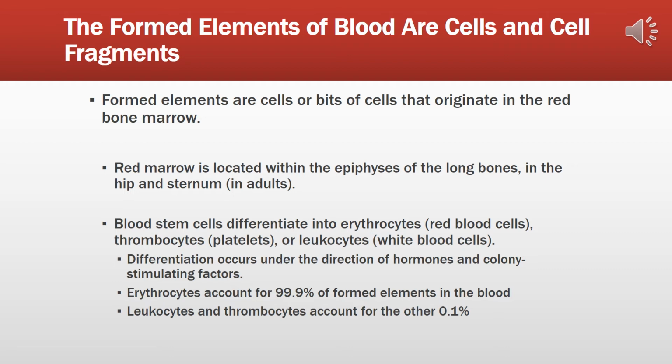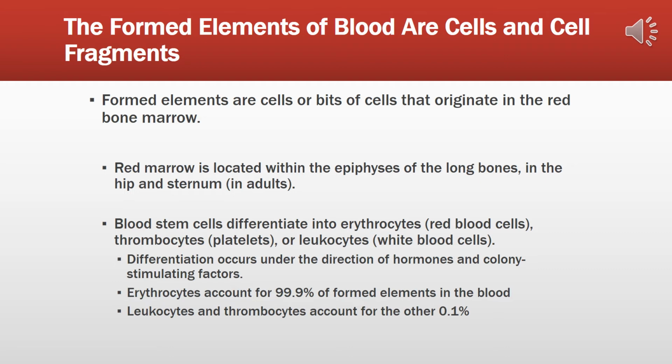And these cells within the bone marrow are stem cells, which are capable, in this case, of differentiating into erythrocytes or red blood cells, thrombocytes or platelets, or leukocytes, white blood cells. And we're going to call them by their scientific names. Differentiation of these stem cells occurs under the direction of hormones and colony stimulating factors.